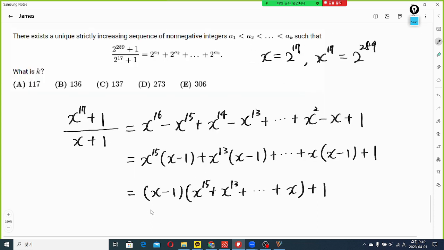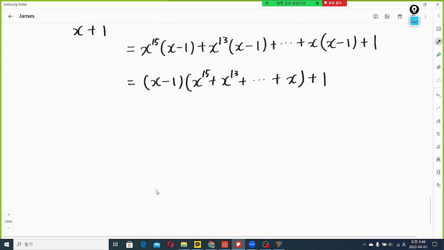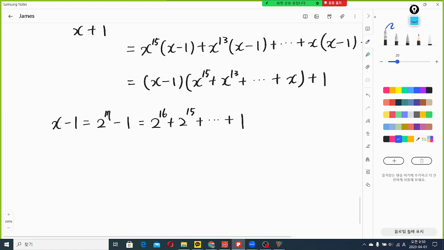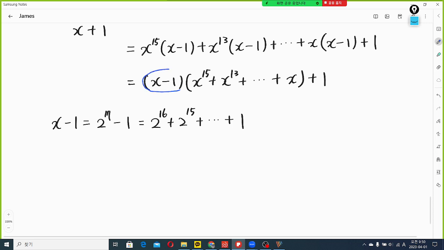And if x is 2 to the 17th power, x minus 1 is 2 to the 17th power minus 1. And we can also simplify the expression this way. So this means, from the first parenthesis, how many terms are in the first parenthesis? If the first parenthesis is equal to this expression, how many terms does it contain?